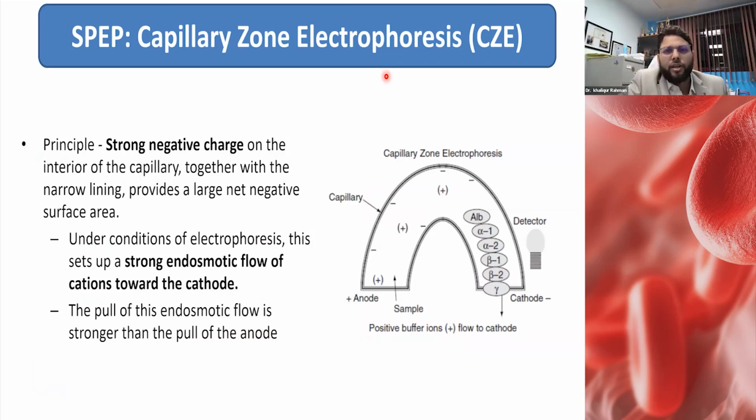The other thing that you can do apart from gel electrophoresis is capillary zone electrophoresis. This is a fully automated system, based on the principle that it has a capillary. The interior of this capillary has a strong negative charge. So buffer moves in this direction and there is a strong endosmotic flow. Now these proteins do not move towards the anode; they move along with this fluid towards the cathode end, and they get separated while they do so.